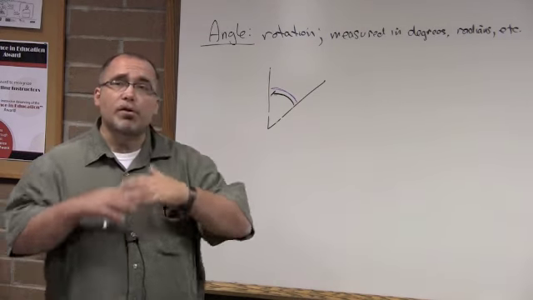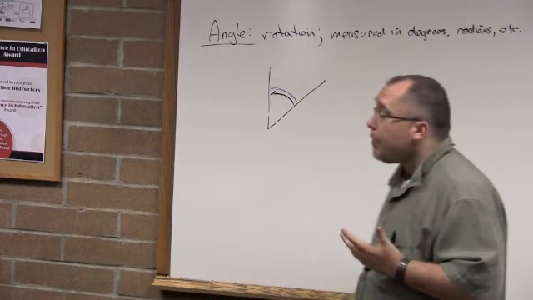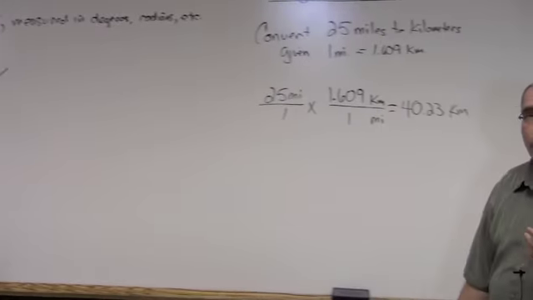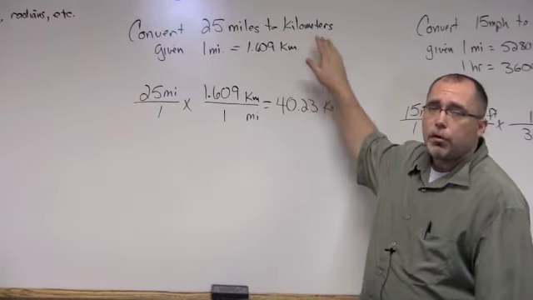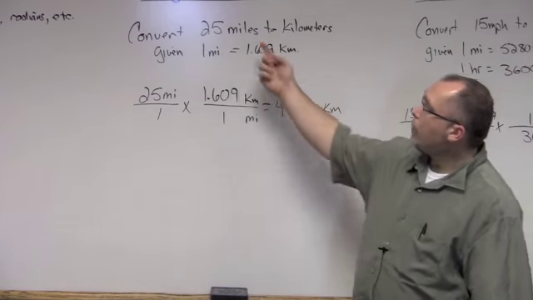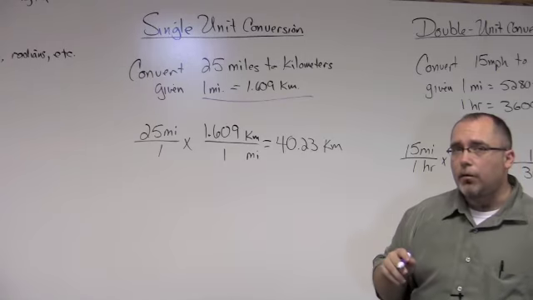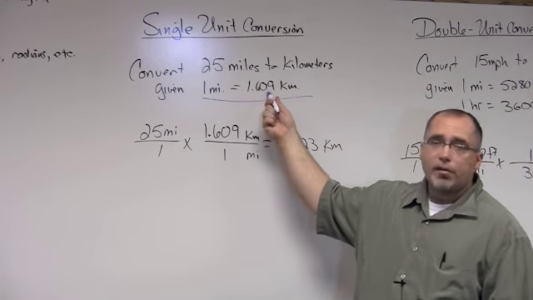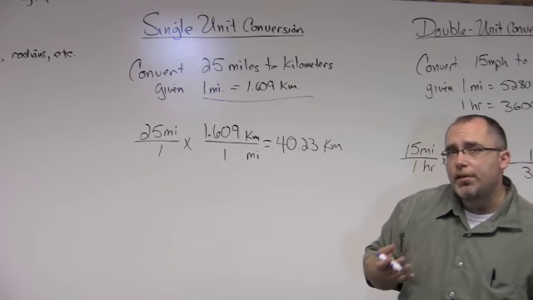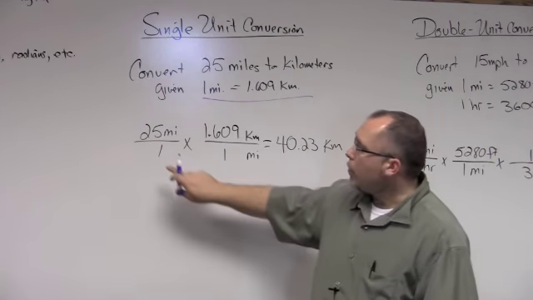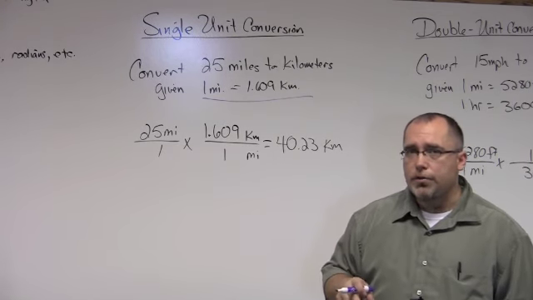But first, let's talk about conversions in general. We have what we call a single unit conversion and a double unit conversion. A single unit conversion is just that, you're converting a single unit. For instance, if I asked you to convert 25 miles to kilometers, so basically we're converting from miles to kilometers. And I'll give you the conversion factor, which in this case, in 1 mile, there are approximately 1.609 kilometers. So what I want you to do is set this up as a ratio. You start with your 25 miles and put it over 1.